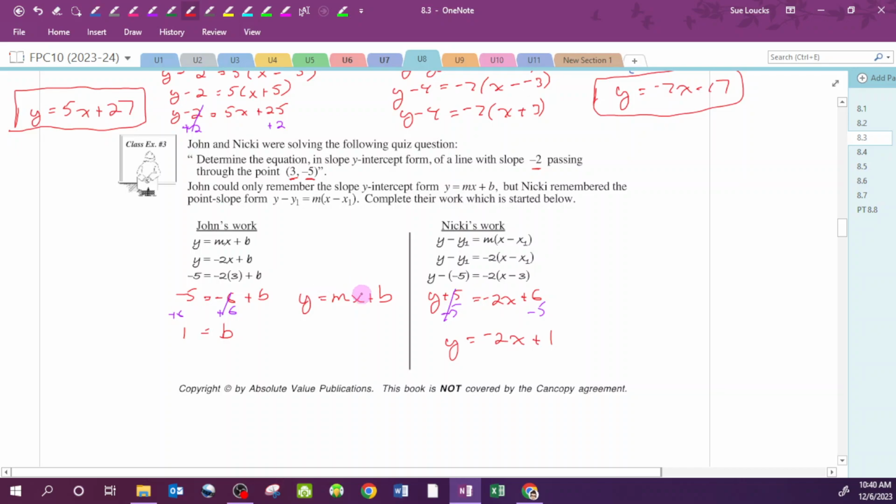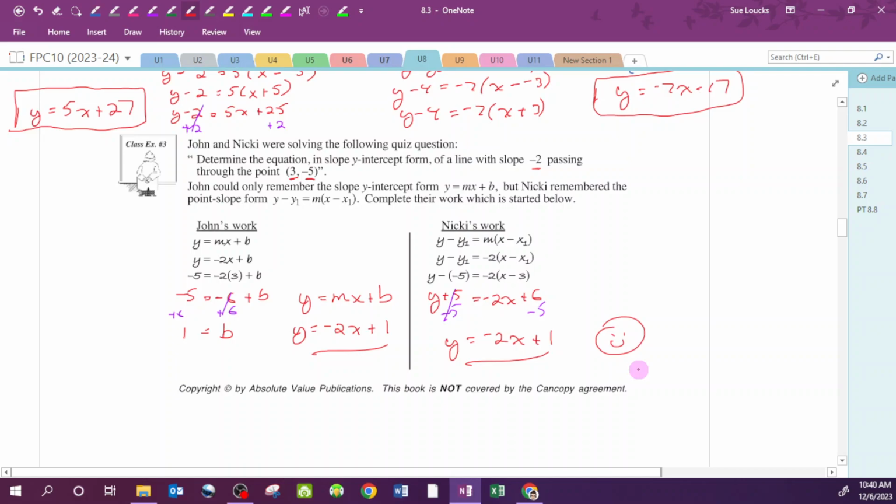Which means if I put all my information into y equals mx plus b, this time I'm going to leave the x and the y as x and y because that's the skeleton of that equation. So I'm just going to put in my slope, which is negative 2, and put in my y-intercept, which is 1, and I get the same thing. Yay!